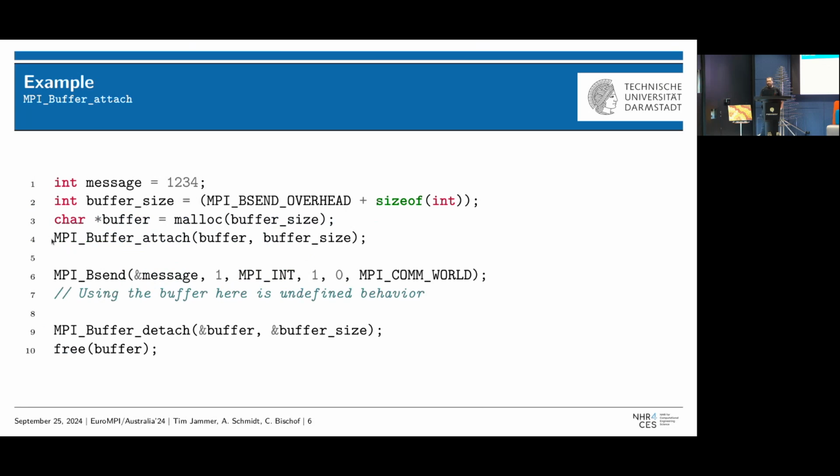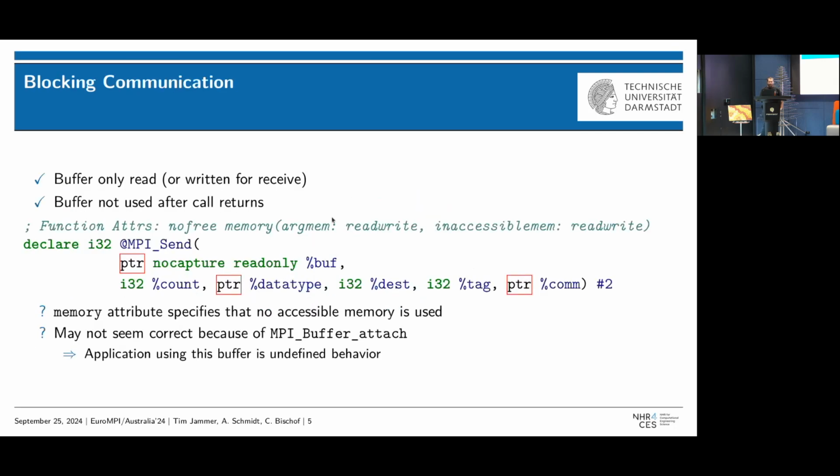You attach some buffer to the MPI library, basically tell the MPI library, okay, here I have reserved you some buffer. You can use it in order to buffer some messages. And then you do MPI bsend, send the message, and some time later you can detach the buffer. In this case, we still annotate that the function actually only accesses memory directly through the arguments or some inaccessible memory that is not accessible to the current calling context.